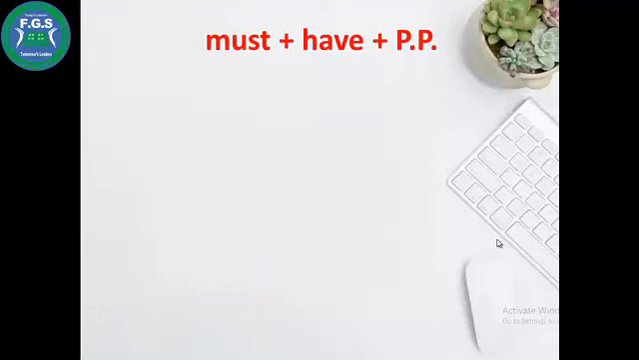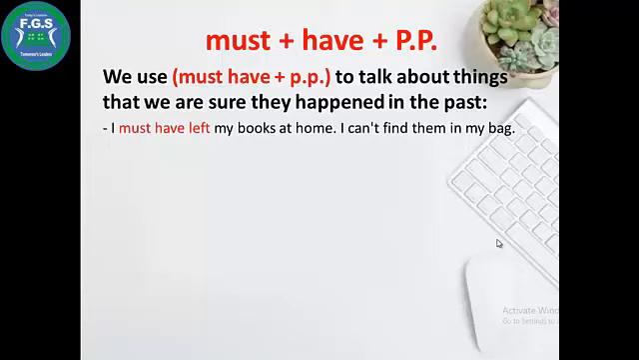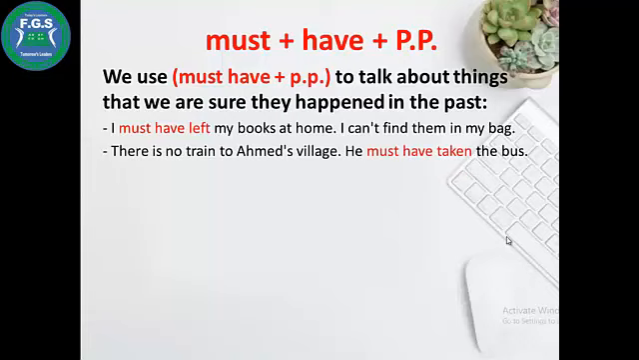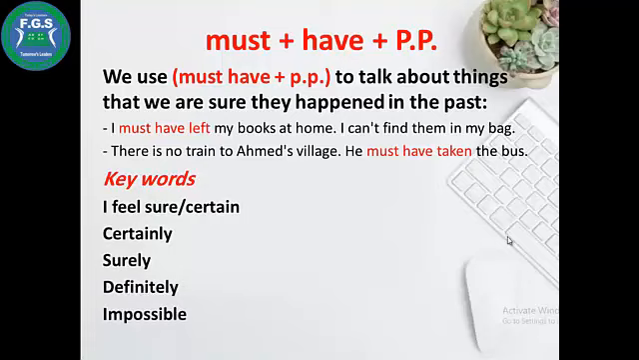We use must have plus the past participle to talk about things that we are sure happened in the past. For example, I must have left my books at home. I can't find them in my bag. There is no train to Ahmed's village. He must have taken the bus. Keywords: I feel sure or I feel certain, certainly, surely, definitely, impossible.